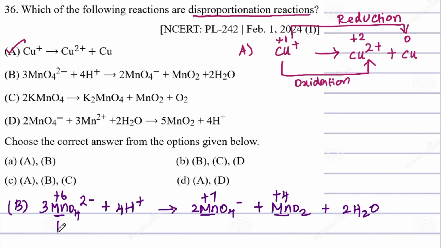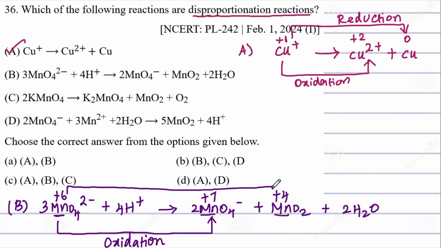So in the reactant, it is present in the plus 6 oxidation state and it is converted to the plus 7 oxidation state in the product. So it is an increase in oxidation state, so it is oxidation. Then again from plus 6 oxidation state, it is also converted to plus 4 oxidation state. So it is a decrease in oxidation state, so it is reduction. So the same species, the same element, undergoes both oxidation and reduction. So option B, the equation B, is also showing a disproportionation reaction. Let us see the remaining two equations in the next page.